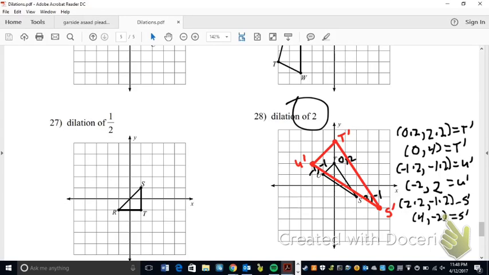Now keep in mind, all the question is actually asking for are these three statements: what is T prime, what is U prime, and what is S prime? But again, if drawing that triangle just helps you visualize it, helps you understand it better, go for it.